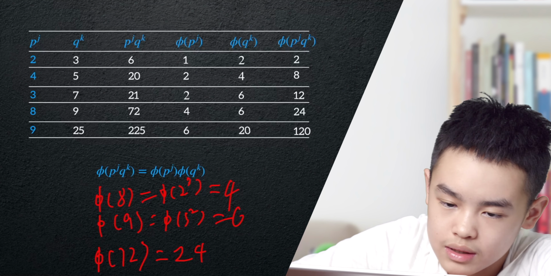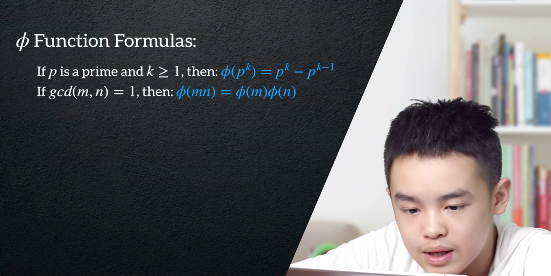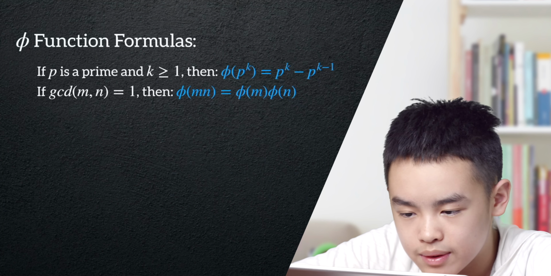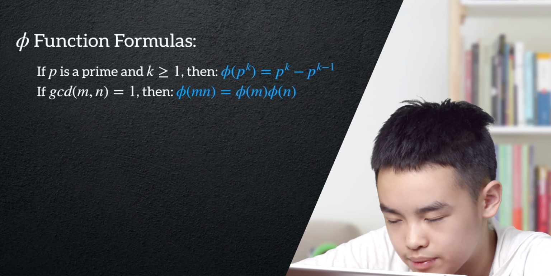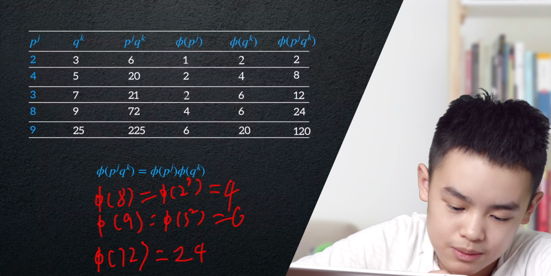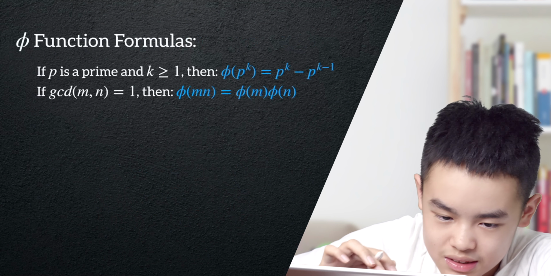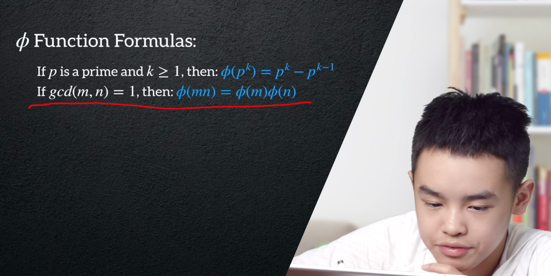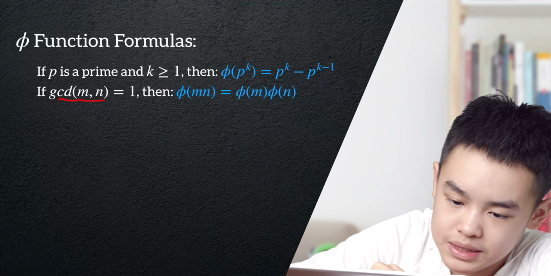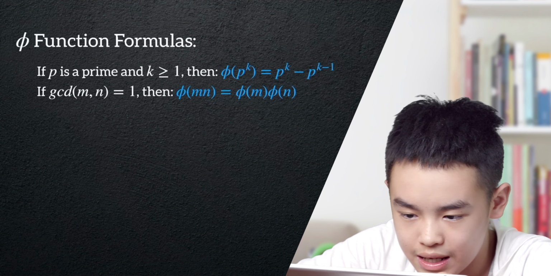So now we want to prove the phi function formulas. The first one is if p is a prime and k is greater than or equal to 1, then phi p to the k's power equals p to the k's power minus p to the k minus 1th power. And we had just casually proved it and walked away. So there's only one thing left for us to prove, which is if m and n are relatively prime, then phi m n equals phi m times phi n.